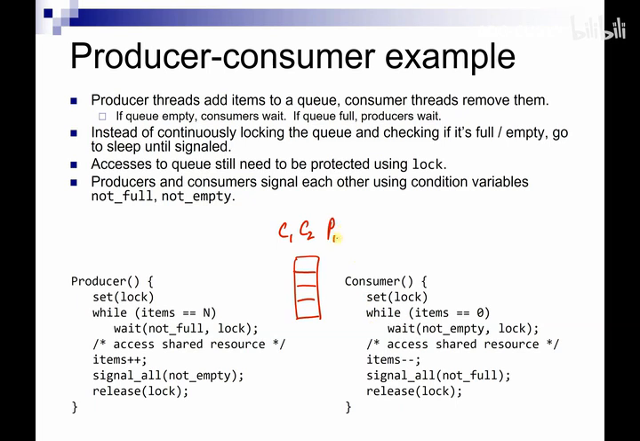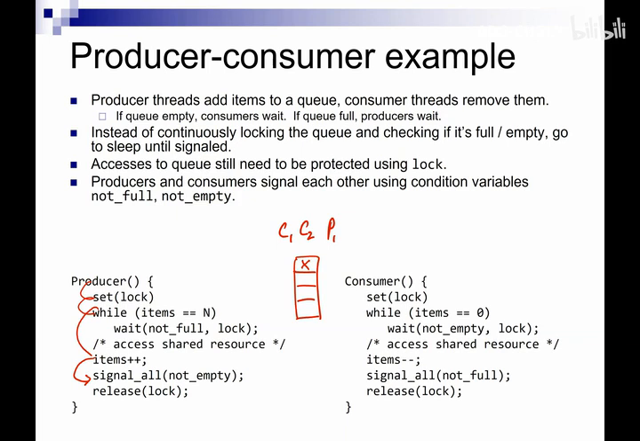And then this guy is going to put, so he's going to try to set the lock. The lock is currently free because both C1 and C2 have released the lock. Okay, so P1 can get access to the lock, right? He can stick an item in here. So the producer comes, he sets the lock, he checks whether it's full or not. It's not full because there's nothing in the queue, right? So then he goes over here, adds an item, and then he sends the signal.